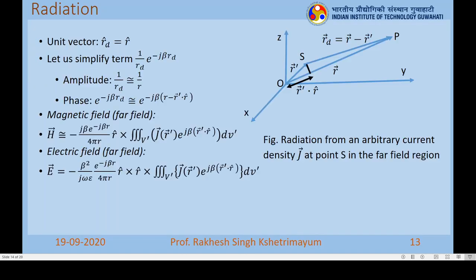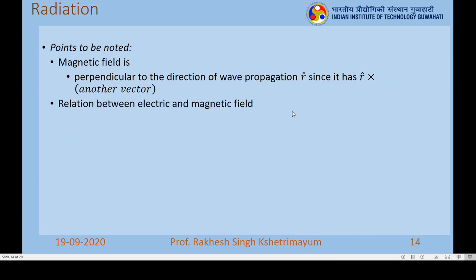In the magnetic field expression you have r cross some vector j. So obviously magnetic field will be perpendicular to the r direction, radial direction, because we are doing r cross with another vector, so magnetic field should be perpendicular to the r also. Magnetic field is perpendicular to the radial direction.